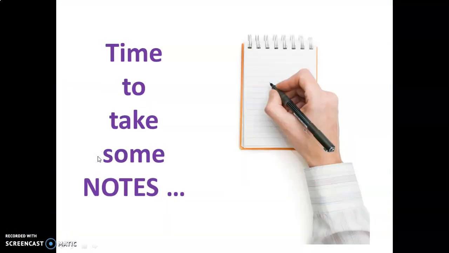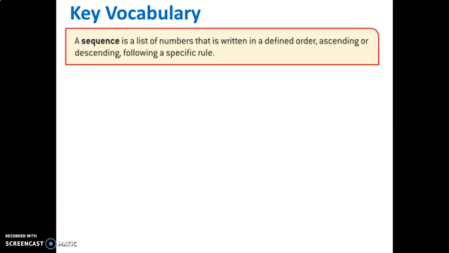Okay, we're going to take some notes. Please take only the most important notes. Of course, you don't have to write everything you're going to see in this presentation. Let's begin with some key vocabulary.